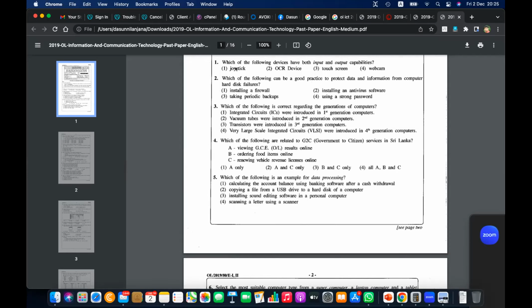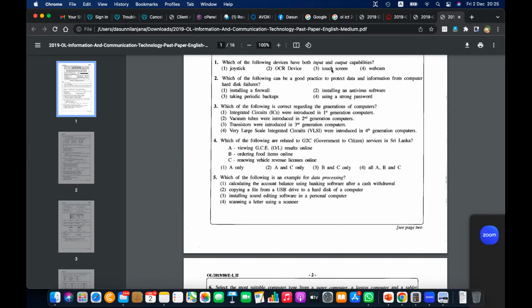Joystick is an input. OCR is an input. Touch screen, both input and output. Touch screen can do both: since you touch it, you can give input, and since it is a screen, it can output also. Webcam, only input. Joystick input, OCR input, webcam input, touch screen input and output. So the answer is touch screen.